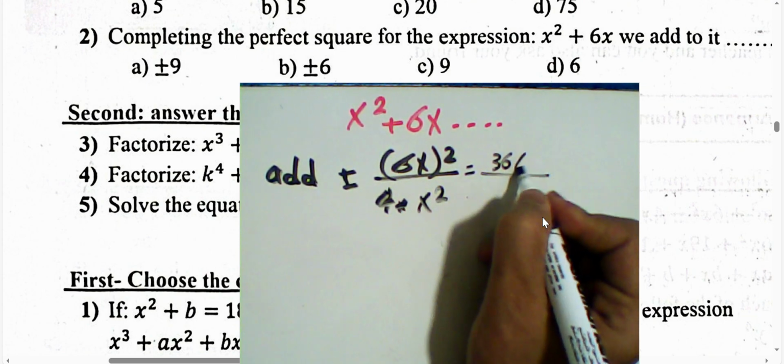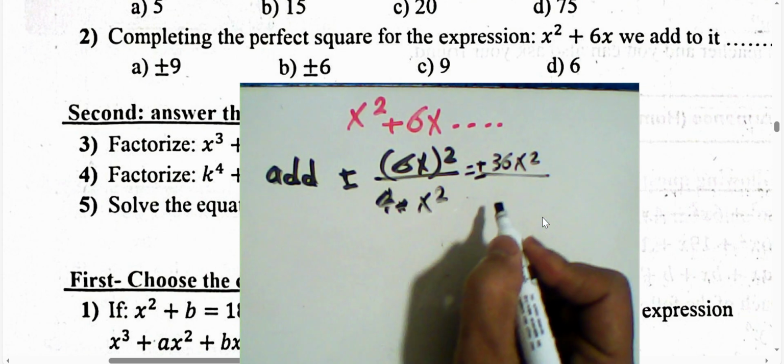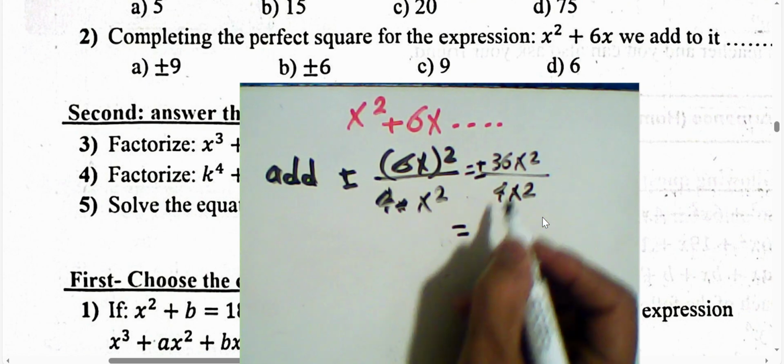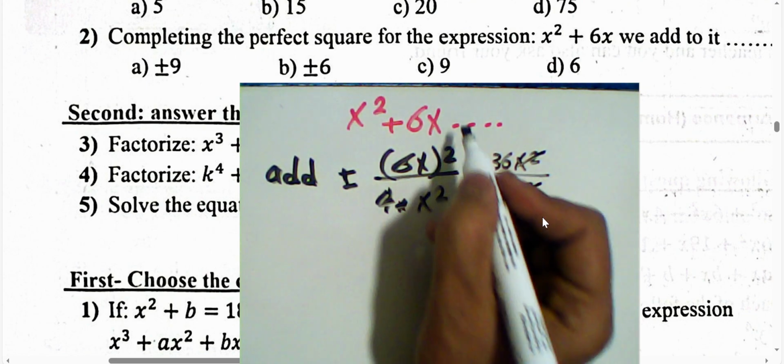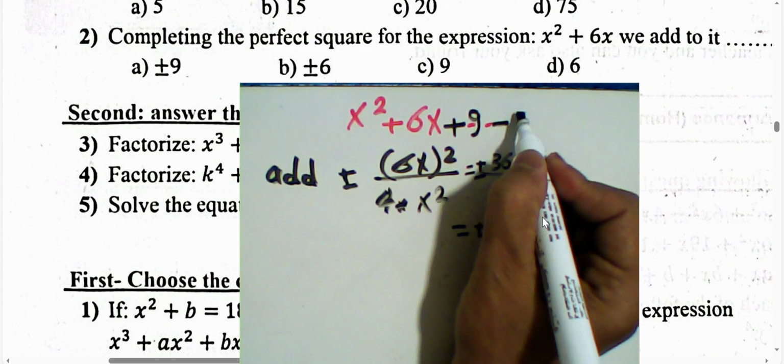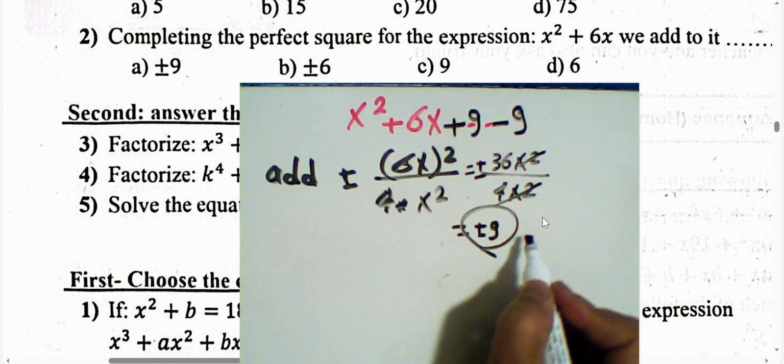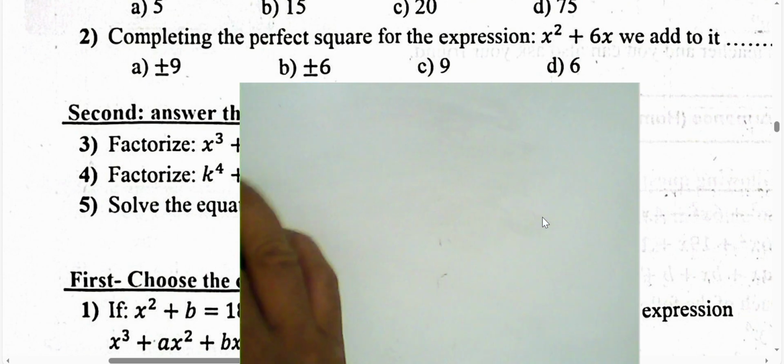It will be 36x power 2 over, we have positive or negative, 4x power 2, and then we can divide it. 36 divided by 4 equals 9, and x power 2 divided by x power 2 is 1. Then you must add 9 and subtract 9. Then the solution here will be positive or negative 9. Choose letter A.